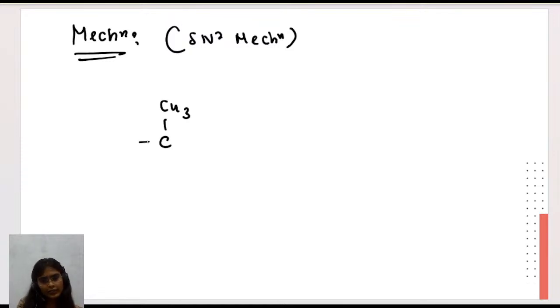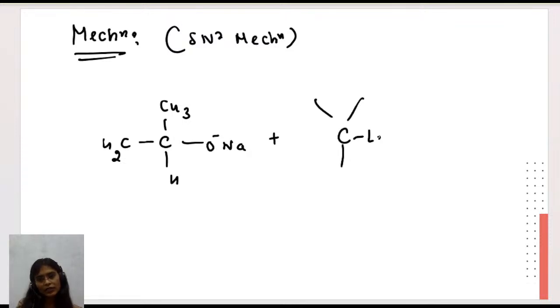It is a CH3 and a CH2, and let's suppose this is a hydrogen and an O negative there. And this is some kind of C and there is some leaving group connected here. Let's connect some X group, so any halogen you can consider. So this is X. So simply, what is happening? This oxygen attacks here, and this X is going to leave.